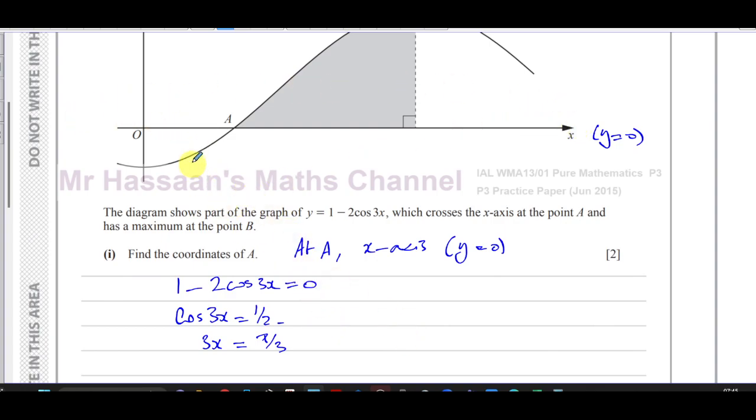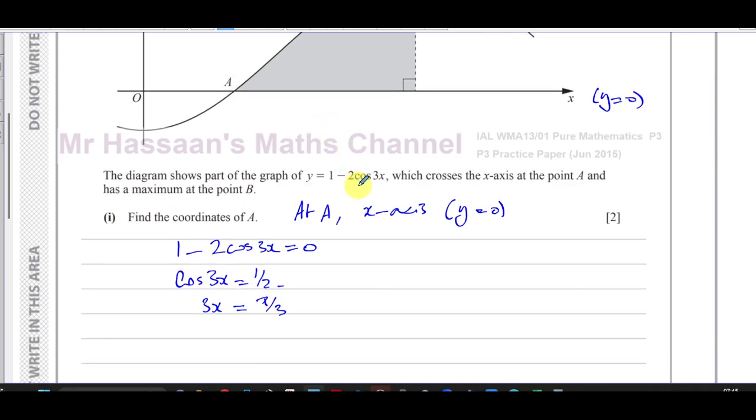But we only want the first place where it crosses the x-axis. I don't want the other places, so I don't find the other solutions. I only find this first place where it crosses the x-axis. That's the coordinates of A. So the x coordinate, I have to divide by 3 to find the actual x coordinate. That's going to be pi over 9.